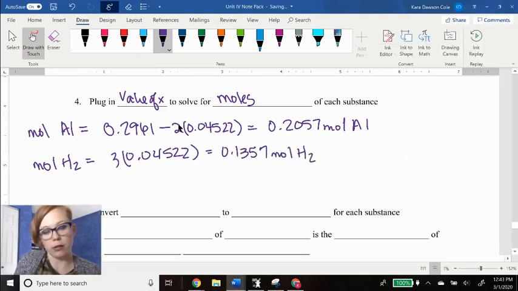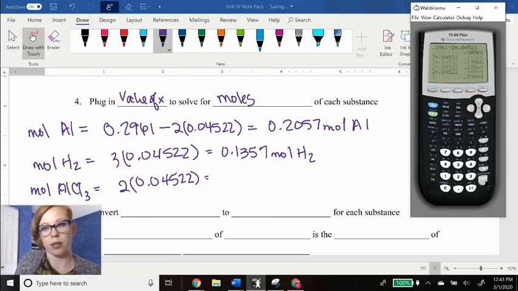So that gives me 0.1357 moles of H2. Notice I've kind of extended out that sig fig. We'll round to sig figs at the very end of this. Okay, so then moles of AlCl3 is going to be 2 times my x value.